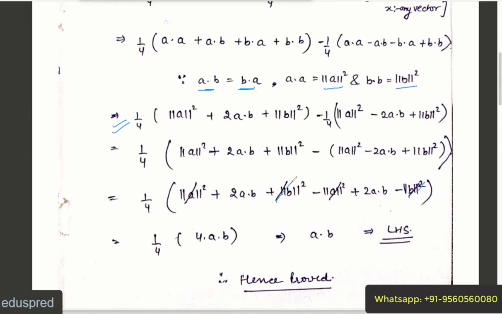So this and this gets cancelled, this and this gets cancelled, so leaving you with 2AB plus 2AB which is equal to 4AB. Now again here this and this can be cancelled and this is left with the dot product of A and B which is equal to LHS. So we started with the RHS and we reached to LHS. Thus your LHS is equal to RHS, hence proved.